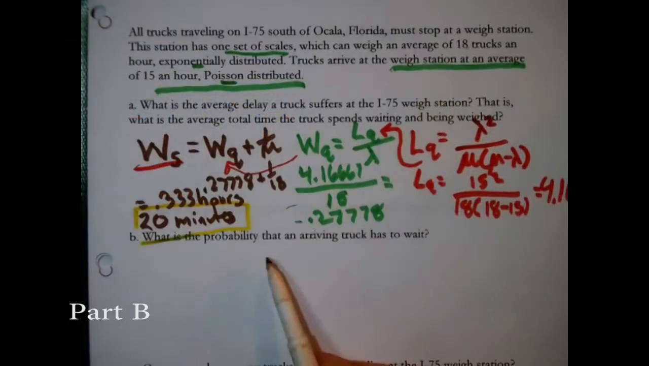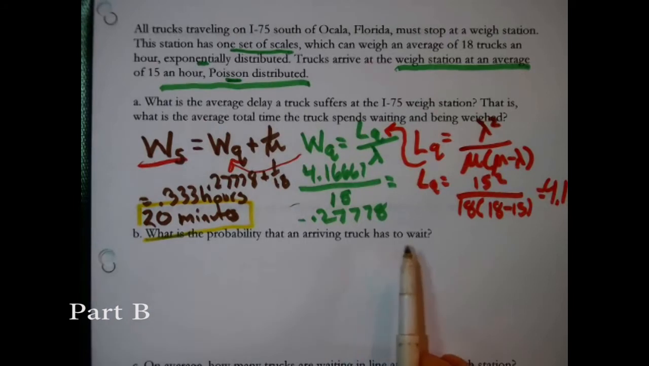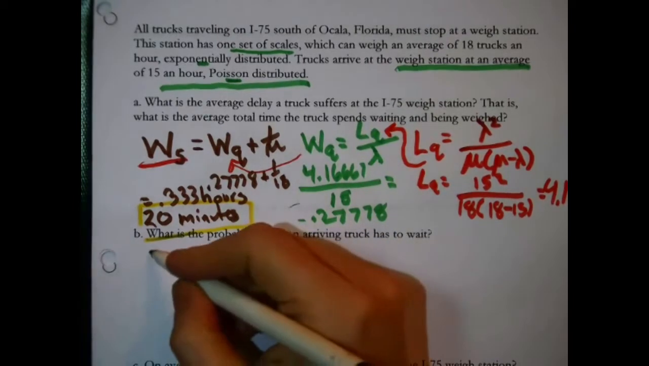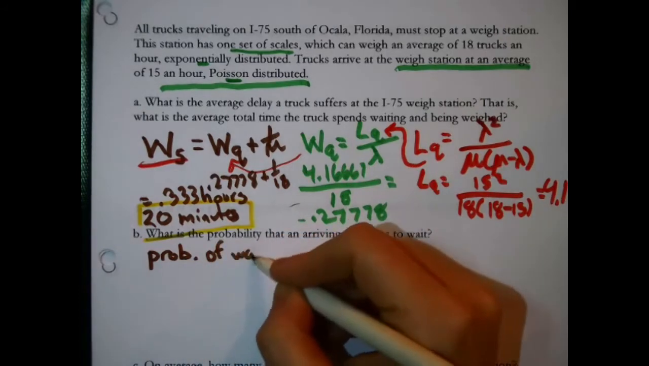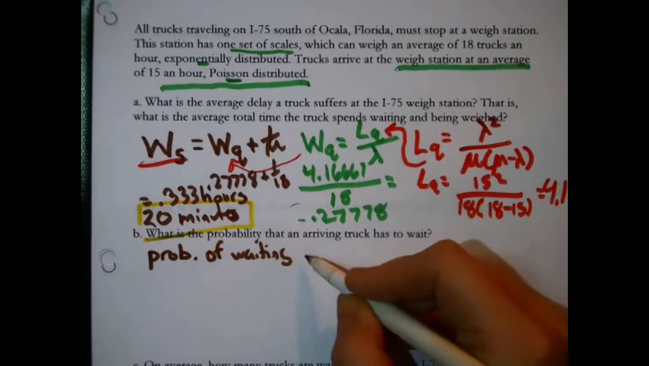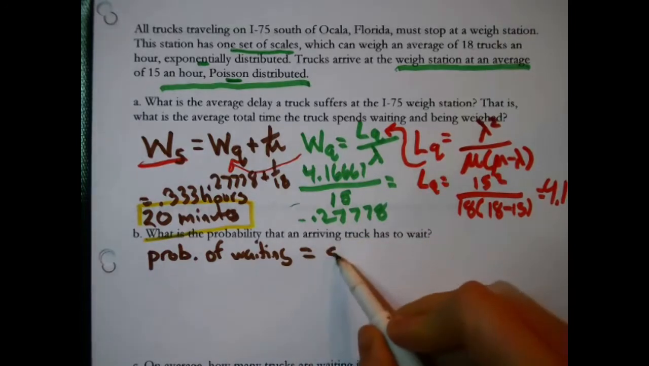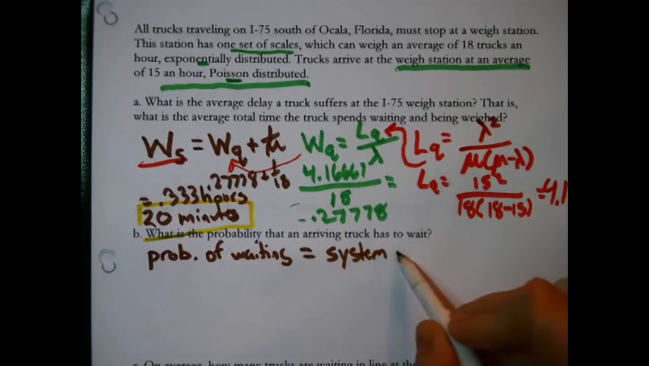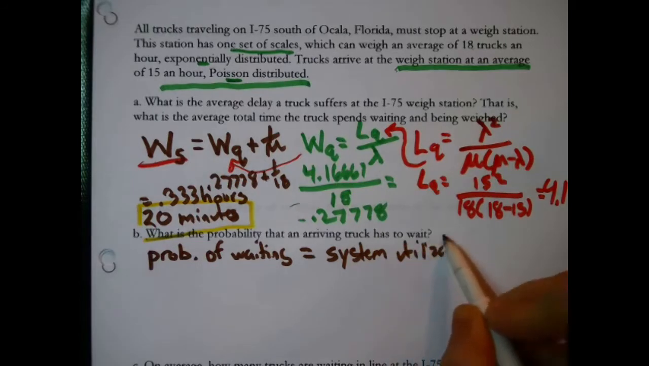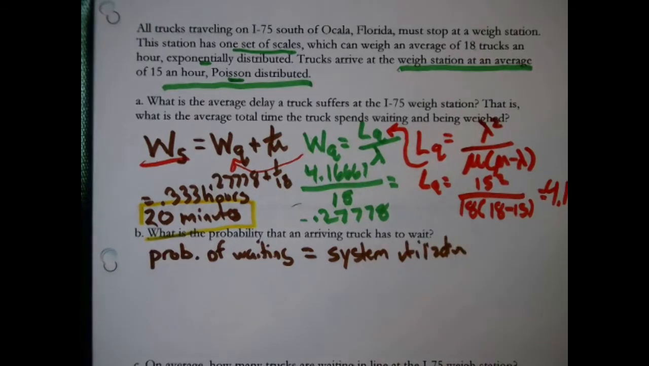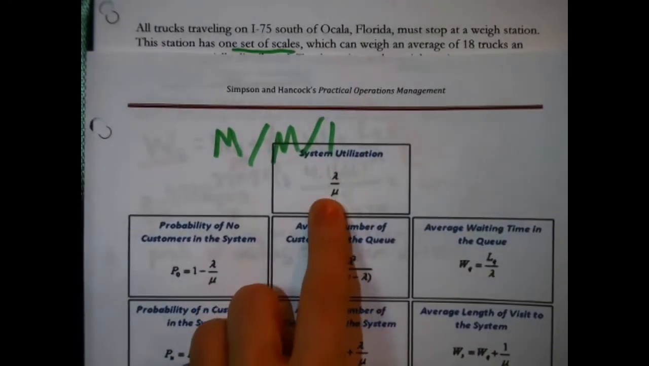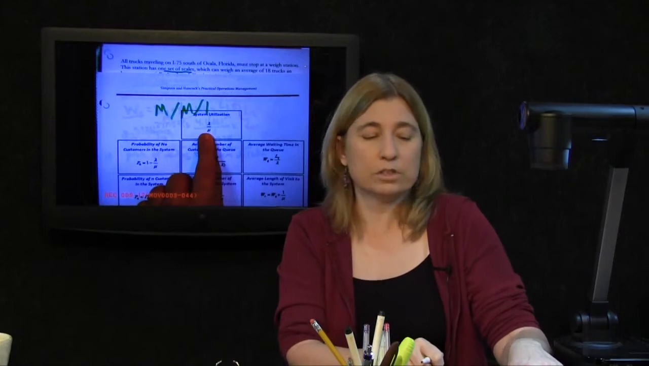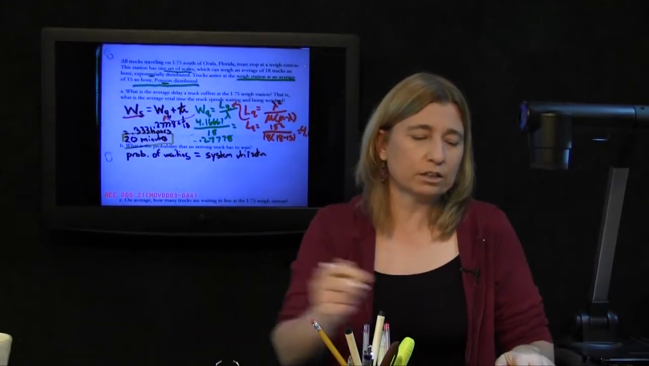What is the probability that an arriving truck will have to wait? Good thing to know here. Probability of waiting is the same thing as system utilization. I said, well, why is that important? Because that's actually what the label is generally and what the formula is referred to. System utilization, the percent of time the system is busy, is very easy to calculate in the MM1 model.